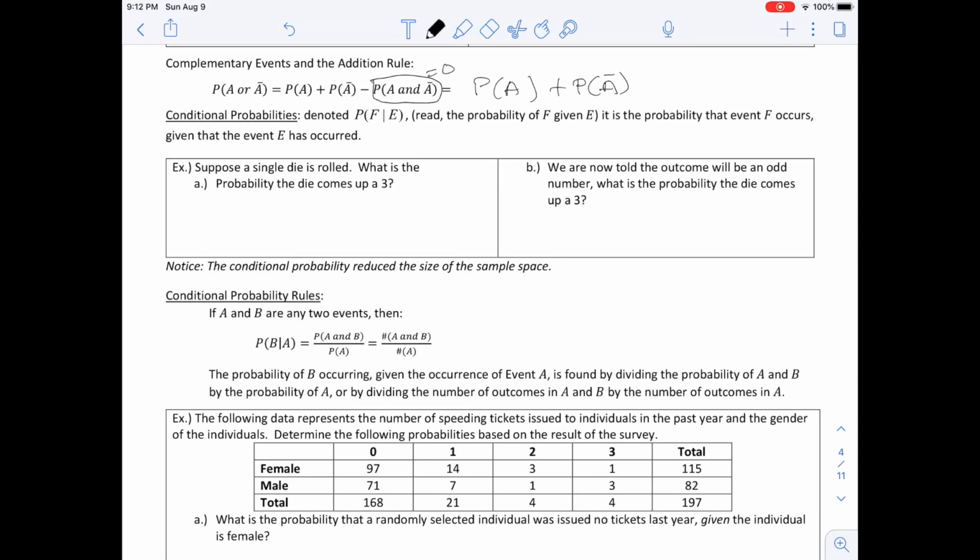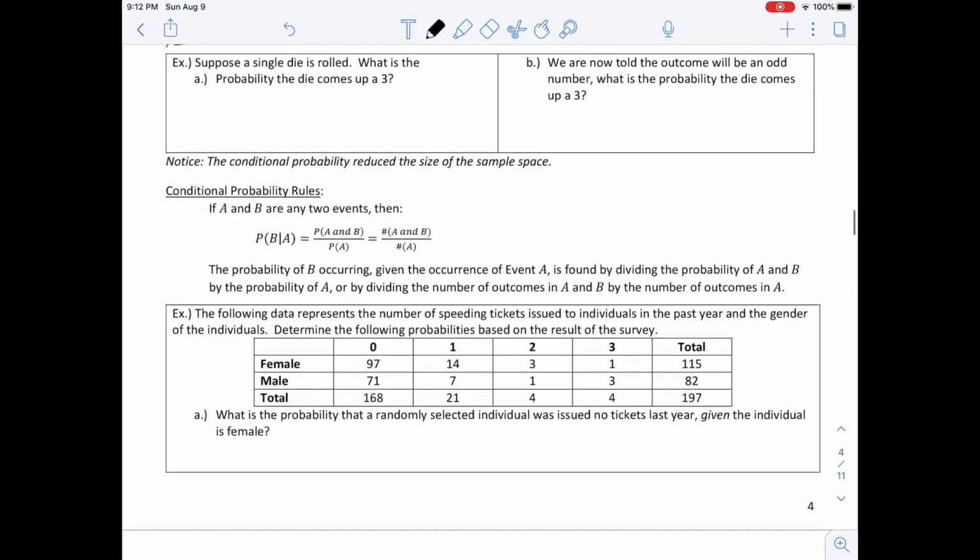Conditional probabilities are denoted P of F given E. So this is read as the probability of F given E. It is the probability that event F occurs given that event E has occurred.